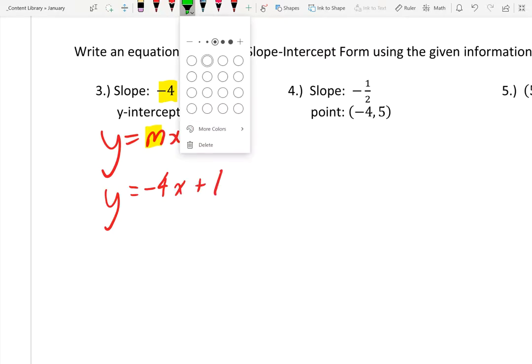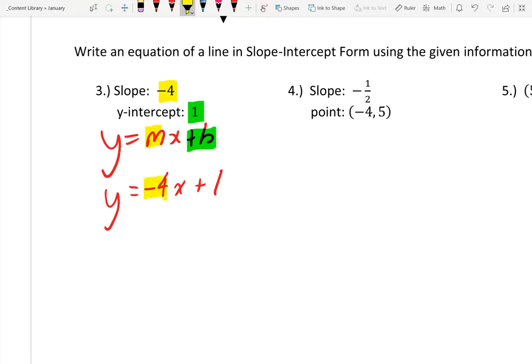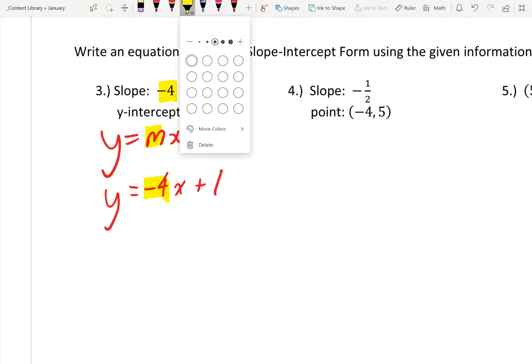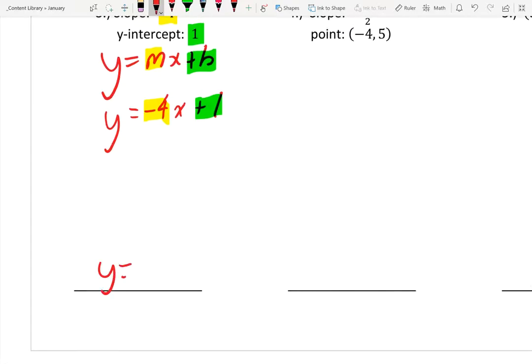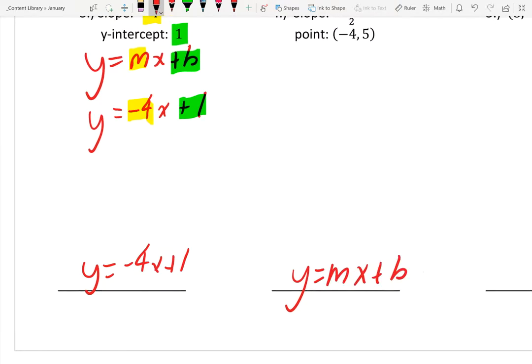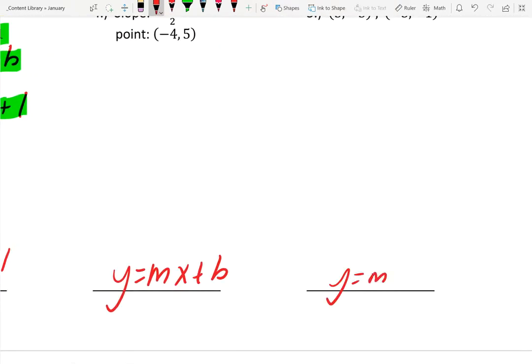The negative 4 is the slope value it gave me, so I put that for the m. And the 1 was the y-intercept it gave me, so I put that for the b. And I've got my equation, y equals negative 4x plus 1. So remember, your answer on all of these is going to be some equation that looks like this, right? y equals mx plus b.